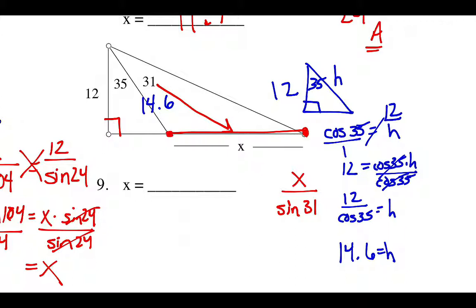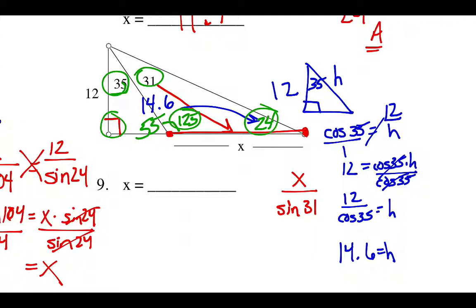Now that would be useful if I knew this angle over here, but I should be able to figure that out. Because if I have 35 degrees and 90 degrees, 35 plus 90 is 125. That leaves me 55 degrees for this angle right here when I subtract them out of 180. But that angle right next to it is a linear pair, so that equals the 125 to make 180. So now I have a 31 degree angle, a 125 degree angle, which is a total of 156. Subtracted from 180 leaves me 24 degrees for this angle.